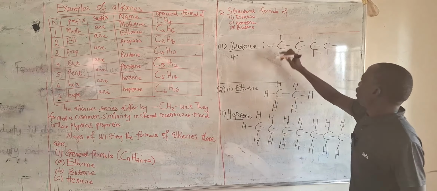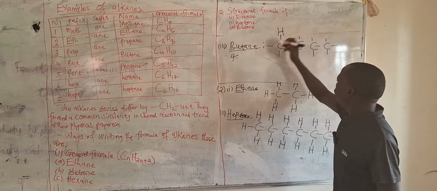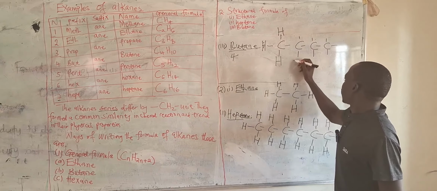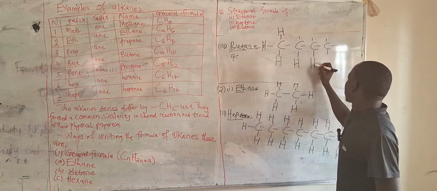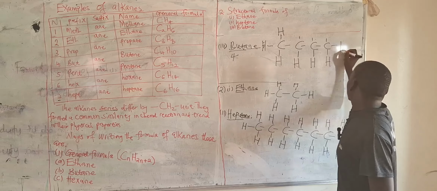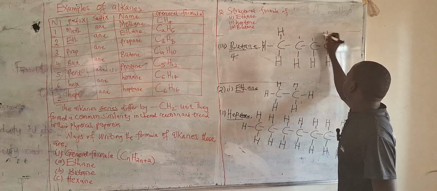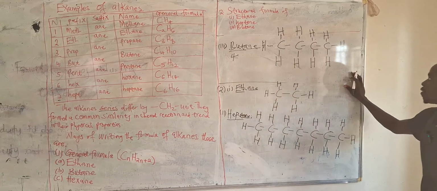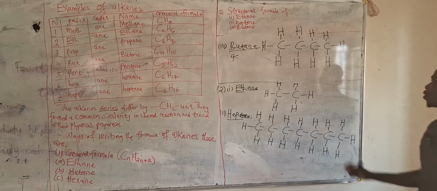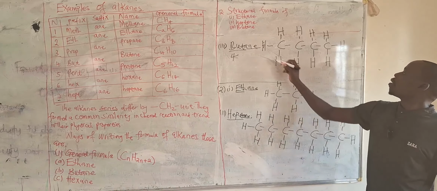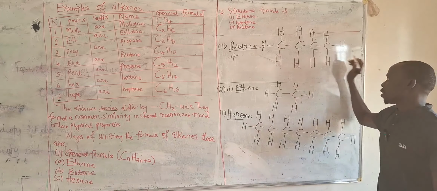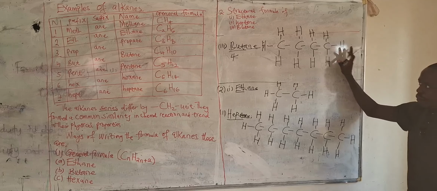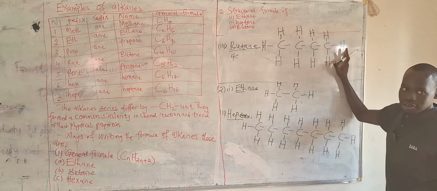So we have now seen hydrogen atom needs only a single bond. So this is the structural formula for butane. If you have to count, you have 1, 2, 3, 4, 5, 6, 7, 8, 9, 10. So here you'll be in position to see that. That's how we can write the structural formula for alkanes.